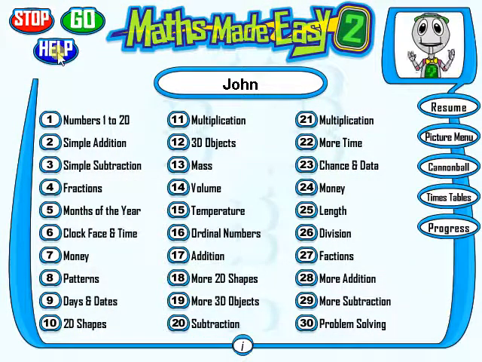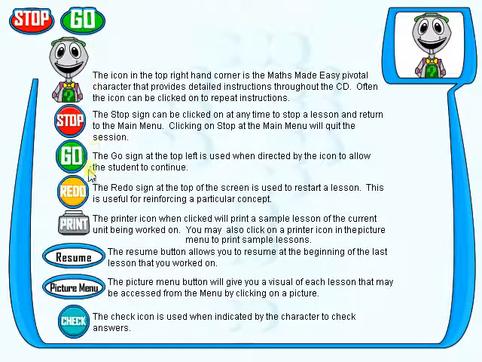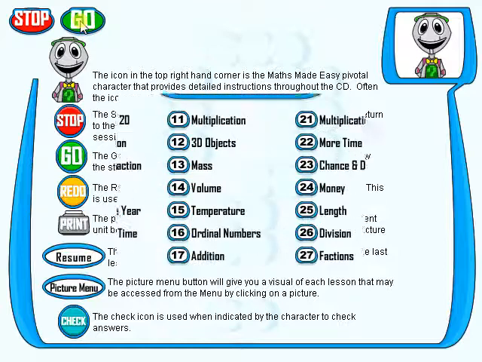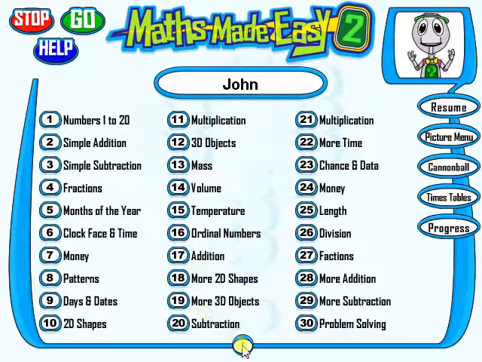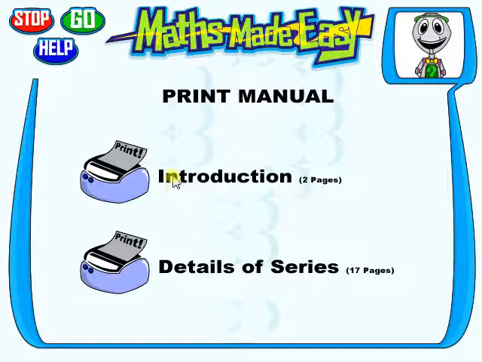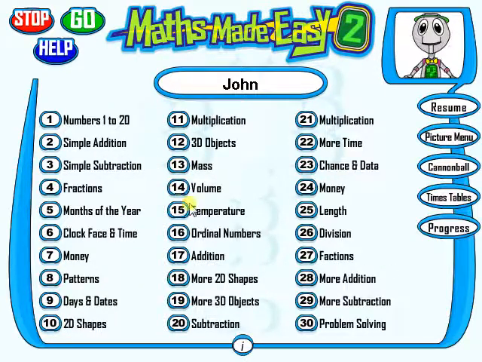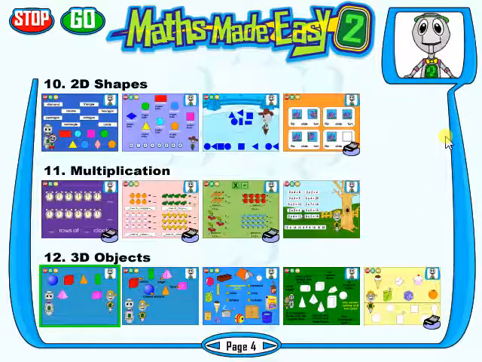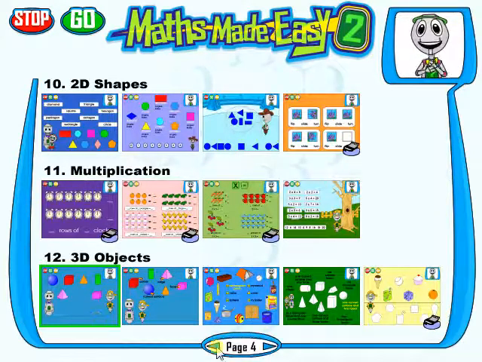Click on Go to start the next unit or a unit you might like to try. Click on a unit you would like to try. Click on an arrow to turn the page or click on the Stop tab to return to the main menu.